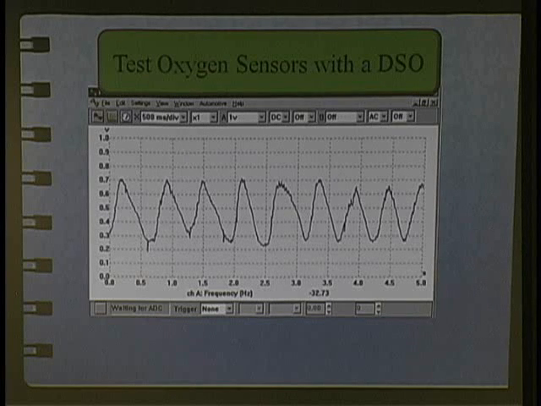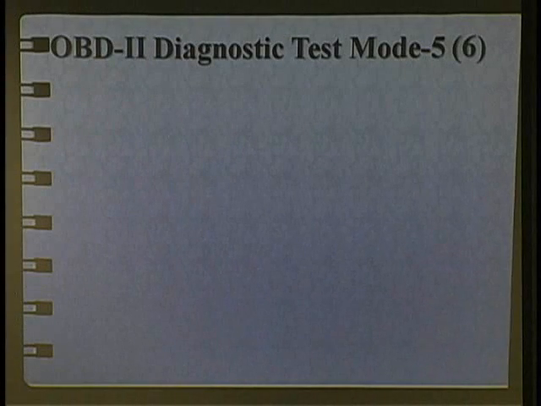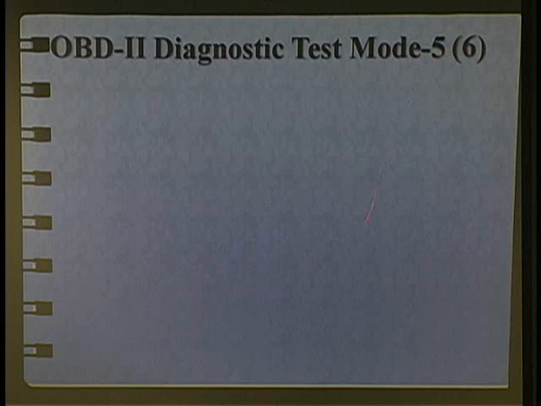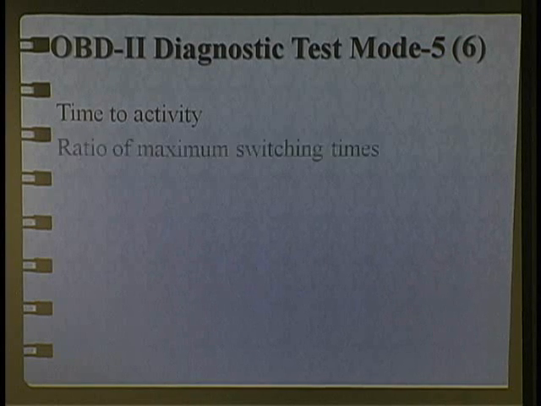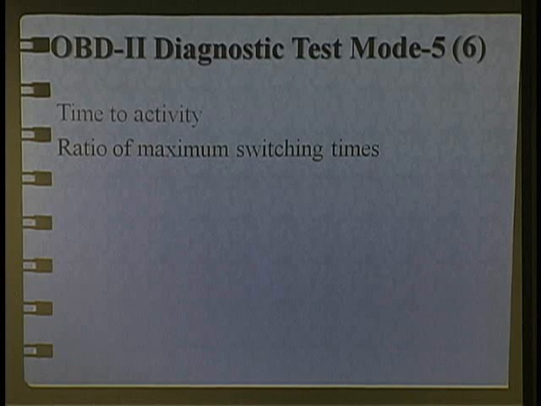We didn't know how bad they were until somebody came out with a wideband and taught us about that, right? And that's why they don't even call them narrow band. They're embarrassed. So here, diagnostic test mode 5 will tell me a lot of things. Sometimes it's in 6, most of the time it's in 6. Timed activity, that's the heater, you know that. Ratio of maximum switching times. Now, how many times did you want to know that? Oh, okay, what is it? Holy crap, mode 6.